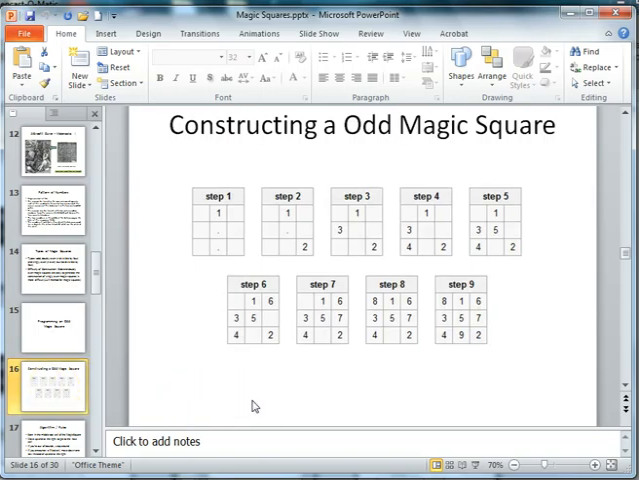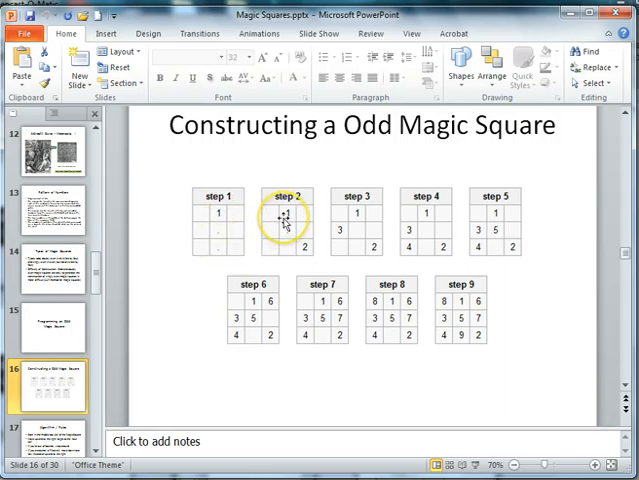So we're going to just do a simple 3x3. And here are the steps for programming a magic square. Step one is you're going to place 1 in the top middle column. If we were talking about a 2D array in Java, this would be at row 0 and column 1.